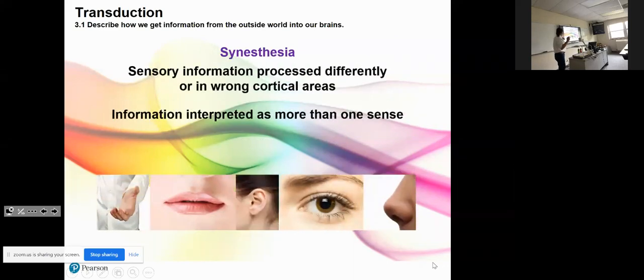I'll give you the definition first. Sensory information processed differently in wrong cortical areas. So for example, if you heard Mozart's Adagio or the Marriage of Figaro, and you were able to produce colors in your mind, you were able to see it in terms of colors as opposed to hearing it as music, that would be an example of synesthesia. Okay, does that make sense? So that's just converting one stimulus into another, one sense into another.